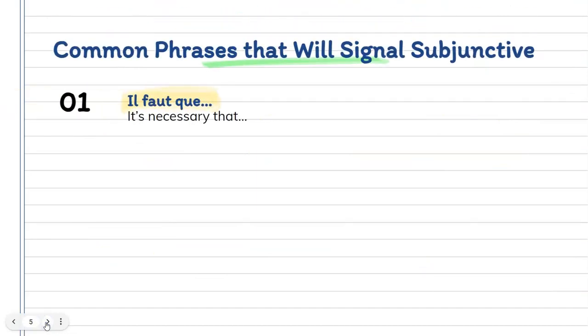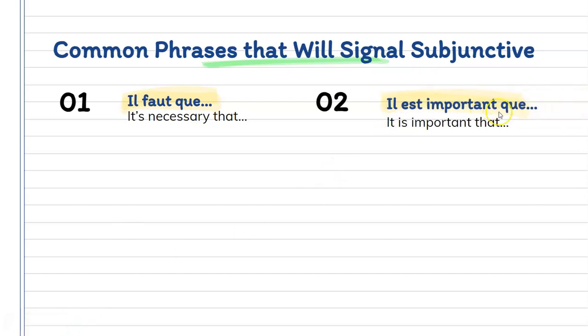Here are some of those common phrases. I gave you examples in English, but here are some examples in French of common phrases that will often signal the subjunctive. First one, and number 1 probably most used, is il faut que, it's necessary that. Il est important que, or really take this template and replace important with almost any adjective, and that will also signal the subjunctive.